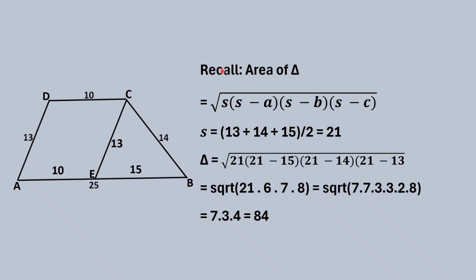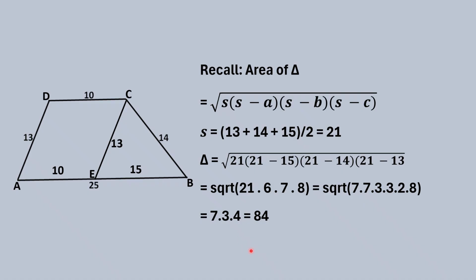So, using Heron's formula, we can calculate the area. The three sides of this triangle are known. The semi-perimeter will be equal to the sum of these three lengths, 13 plus 14 plus 15, whole by 2, that is 21. So, square root of S into S minus A into S minus B into S minus C: square root of 21 into 21 minus 15 into 21 minus 14 into 21 minus 13, the sides.